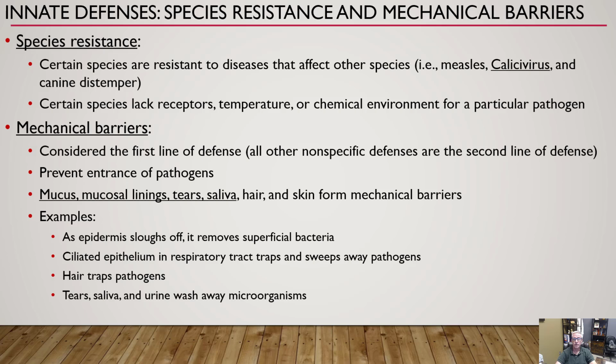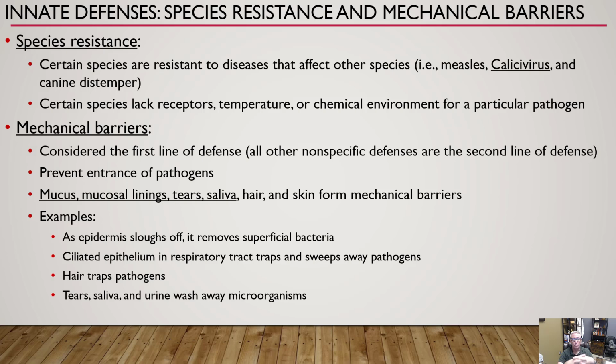Certain animals can get calicivirus, certain animals cannot. Canine distemper, that's in dogs. People cannot get canine distemper. So certain species are going to lack the receptors for that disease, or we might be at a different temperature than another animal, or we might have a different internal chemical environment that prevents that virus or bacteria from being able to grow inside of our body versus another animal's body. So that's species resistance.